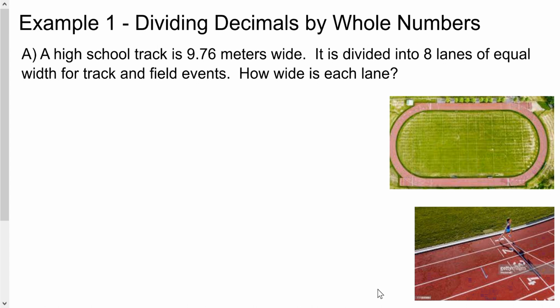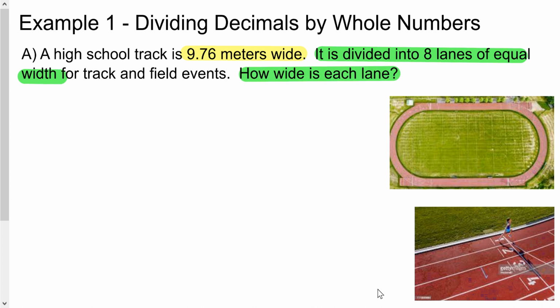Example 1, A. A high school track is 9.76 meters wide. It is divided into 8 lanes of equal width for track and field events. How wide is each lane? Well, when you read about this, you need to pick out the numbers that matter. I would say the 9.76 meters wide is very important, and we're going to take that width and divide it up into 8 equal lanes.